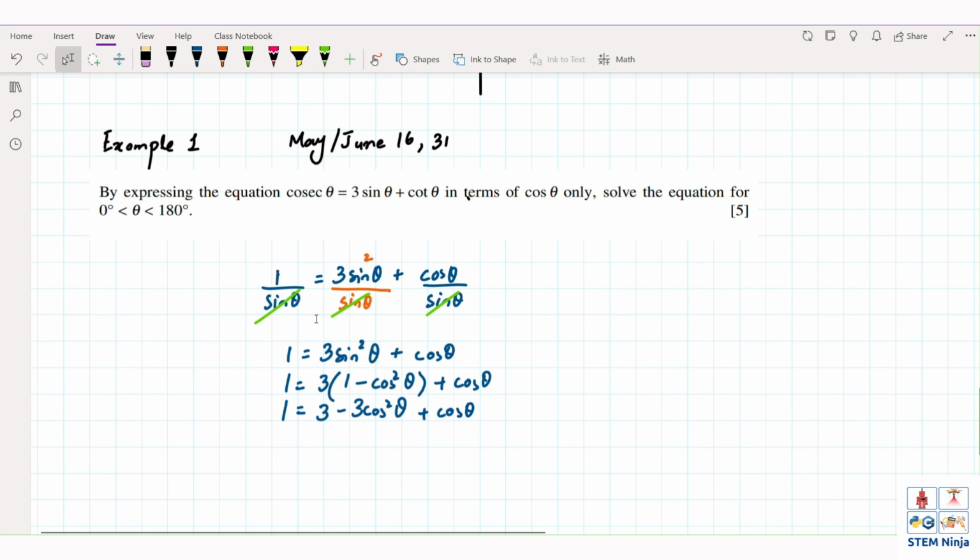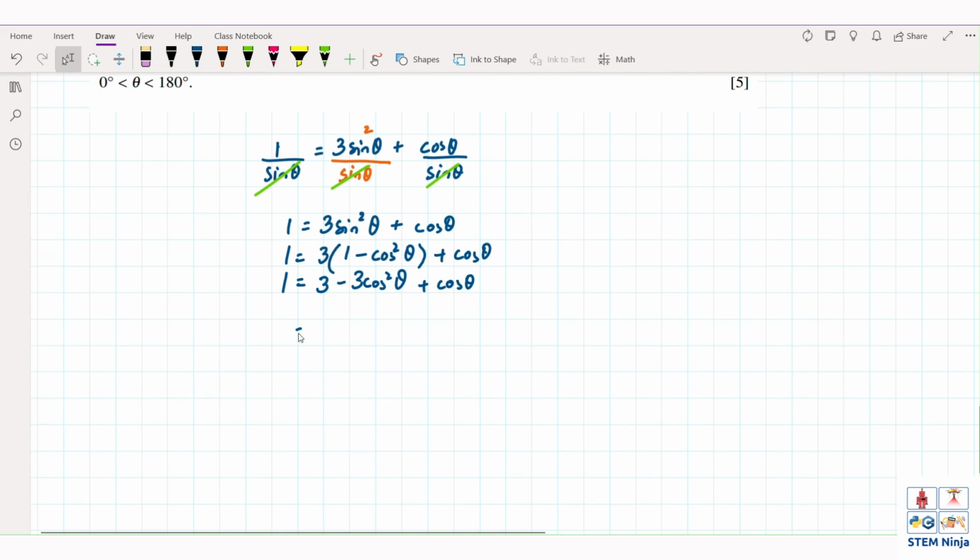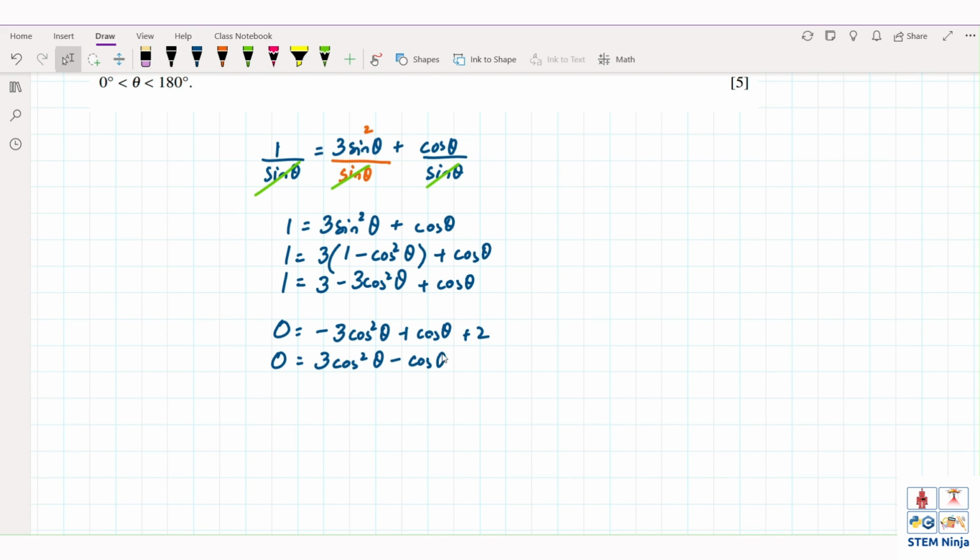And now, as you can see, this is starting to look like a quadratic equation. So minus 3 cos squared theta plus cos theta, plus 3 minus 1, which is plus 2, equal to 0. You can switch the signs because the other side is 0. So 3 cos squared theta minus cos theta minus 2.